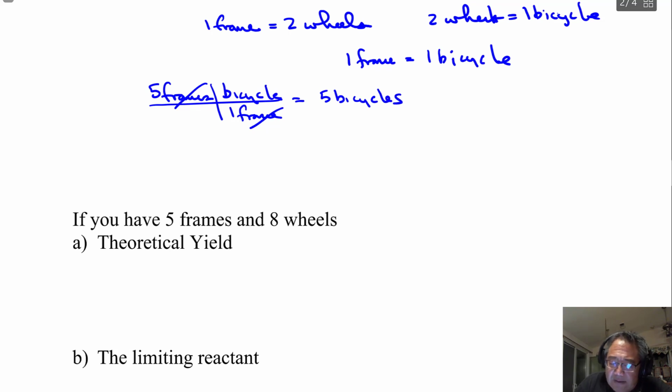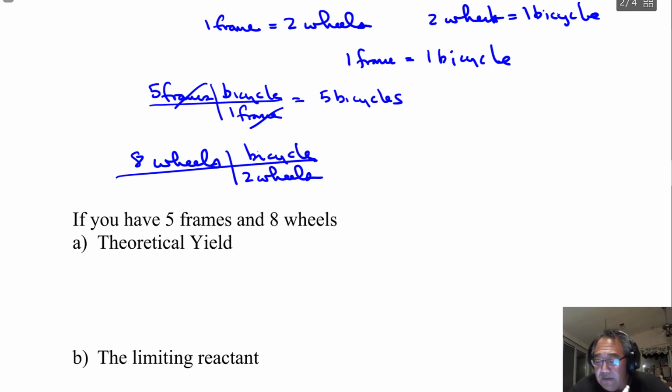And then with wheels, if you had 8 wheels, you know there's 2 wheels per bicycle. Again, you're doing this in your head, and you're saying, oh, well, 8 divided by 2, because there's 2 wheels per bicycle. You're maybe not thinking about it, but that's how you're doing it. You end up with 4 bicycles.